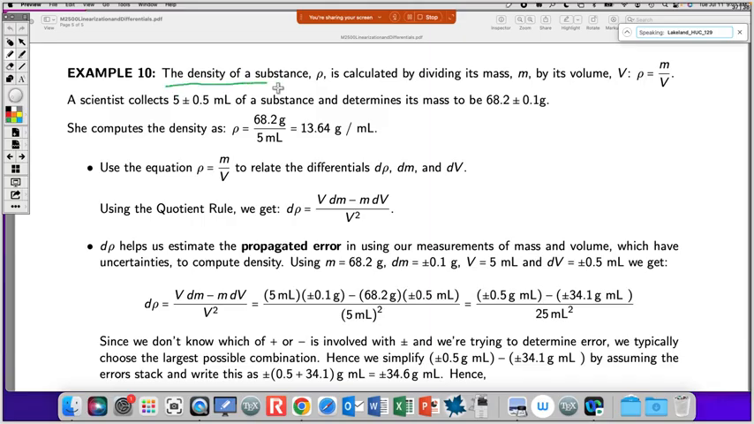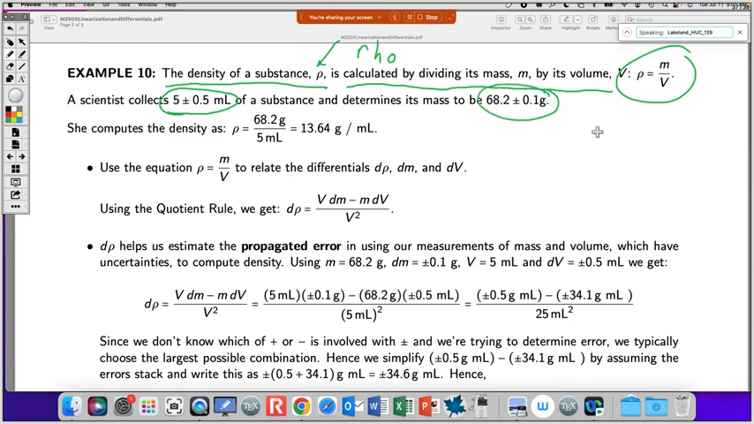The density of a substance, rho, so this looks like P, but it's actually the Greek letter rho, is calculated by dividing its mass by its volume. All right? Have we all seen this equation before? That's density, mass divided by volume. So a scientist collects 5 plus or minus 0.5 mL of a substance and determines its mass to be 68.2 plus or minus 0.1 grams.